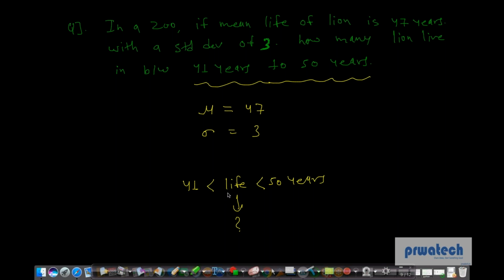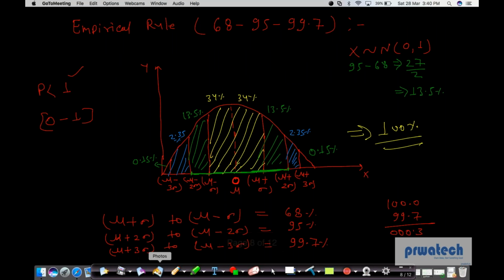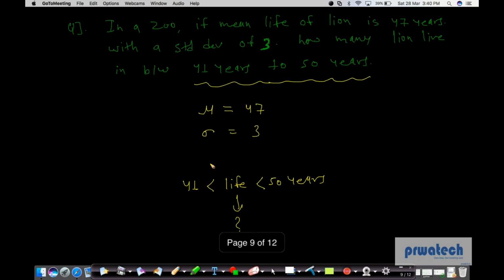Okay, so let me tell this. I think everything is in front of you. Just need to go a little bit of previous concept of this, and then you'll get this. What we claimed here is that if this question is coming from a normal distribution, then we are saying that this data is coming from the normal distribution. So the empirical rule can solve this big problem just in a minute. How?